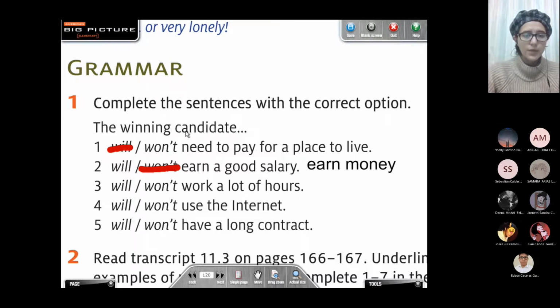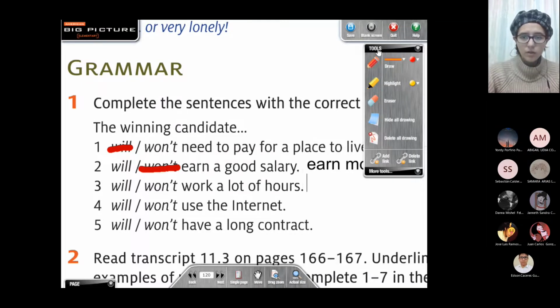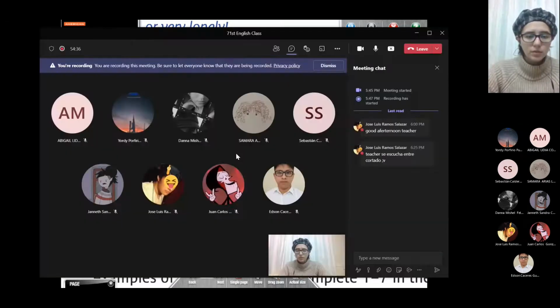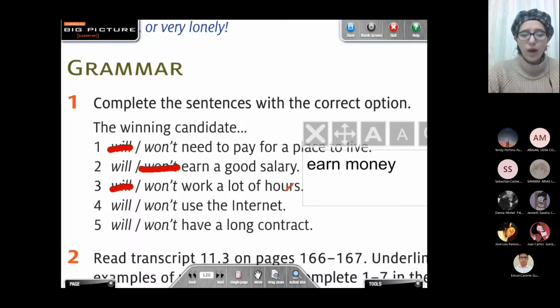The winning candidate. Okay. So he won't work a lot of hours? Yep, that's it. That's correct. You remember how many hours, more or less? The winning candidate won't work a lot of hours. So we're going to see how many hours he's going to work.